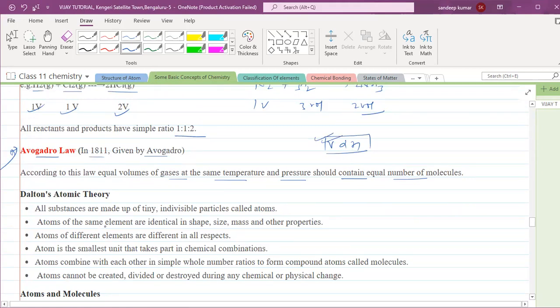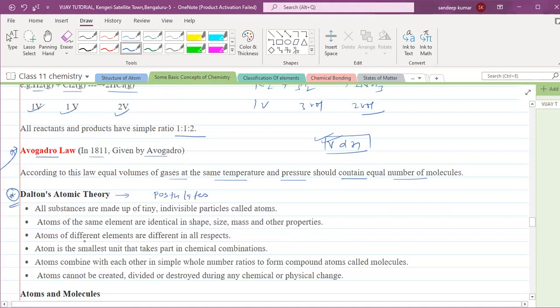Next, Dalton's atomic theory, which is very important. They may ask you, according to Dalton's atomic theory, what are the postulates? See, all substances are made up of tiny individual particles called atoms. That is the first postulate. Second, atoms of the same element are identical in shape, size, mass, and other properties.